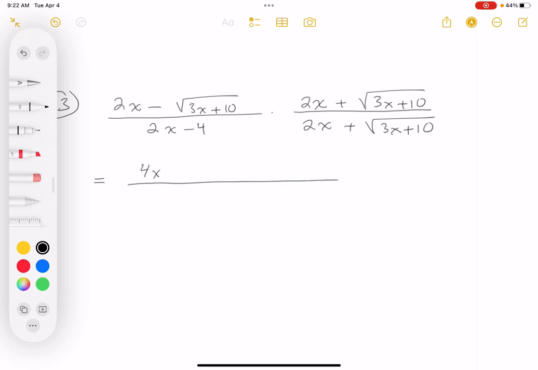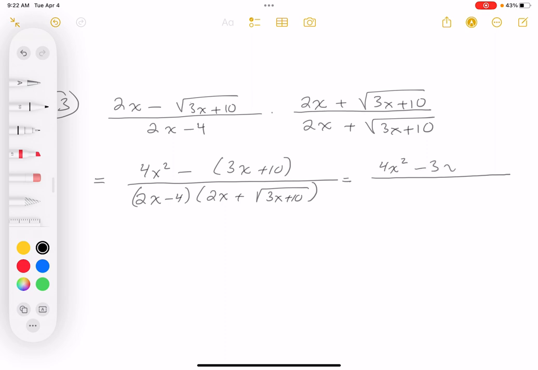You get 4x squared minus the quantity 3x plus 10. What do you get in the bottom? You get 2x minus 4, and then you're going to get 2x plus the root of 3x plus 10. I want to simplify the top, though. I'm going to do a little simplification on the bottom as well, by the way. So 4x squared minus 3x minus 10. On the bottom, I'm going to do some factorizations.